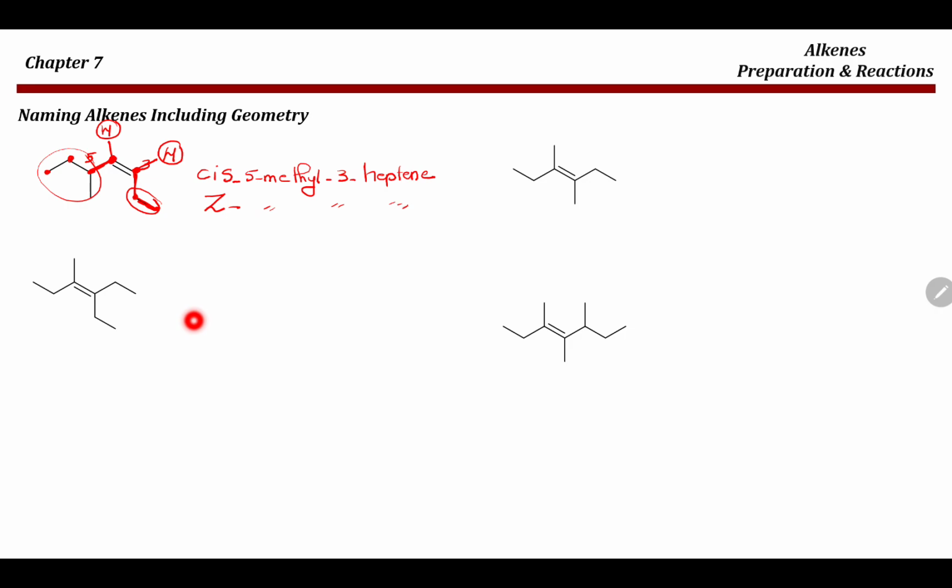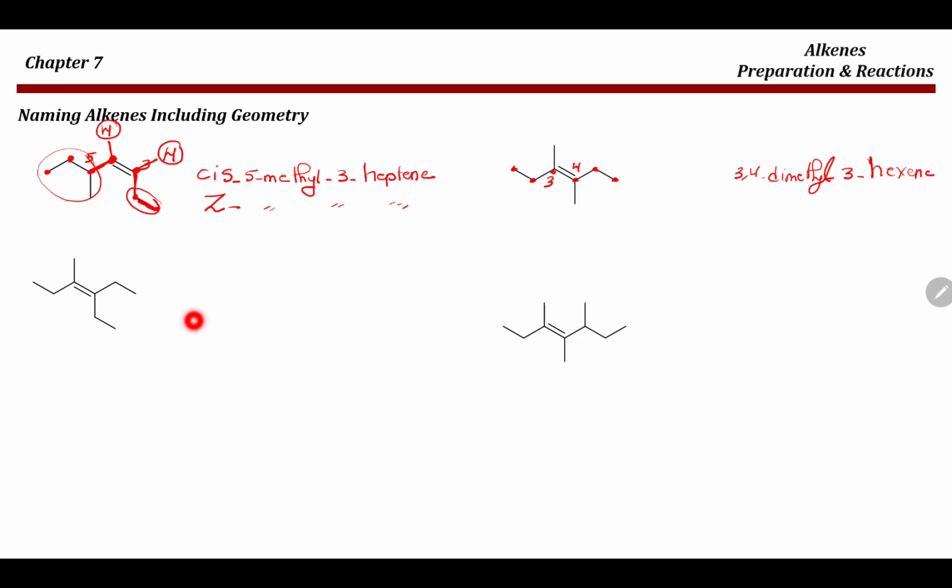Let's take one more example. 1, 2, 3, 4, 5, 6. This is hexene. Double bond from left or right, that's 3. Also, with respect to the branches, no matter where you start, you are going to end up with 3 and 4. In this case, it doesn't really matter. 3,4-dimethyl 3-hexene. Now, is this cis, trans, or EZ?